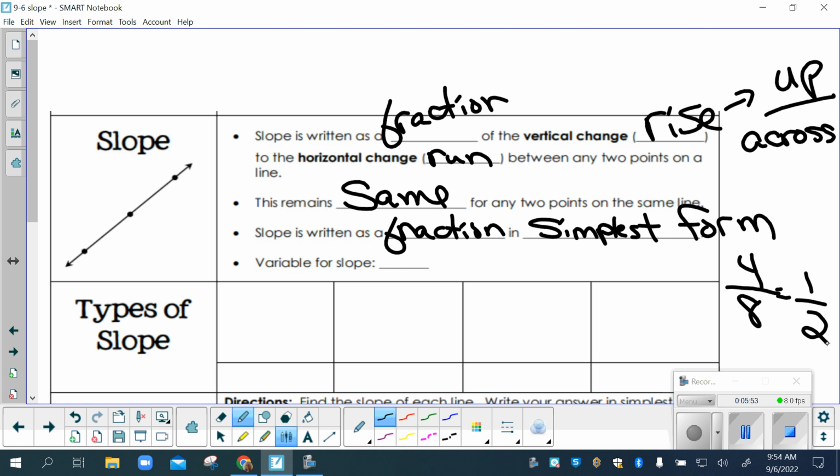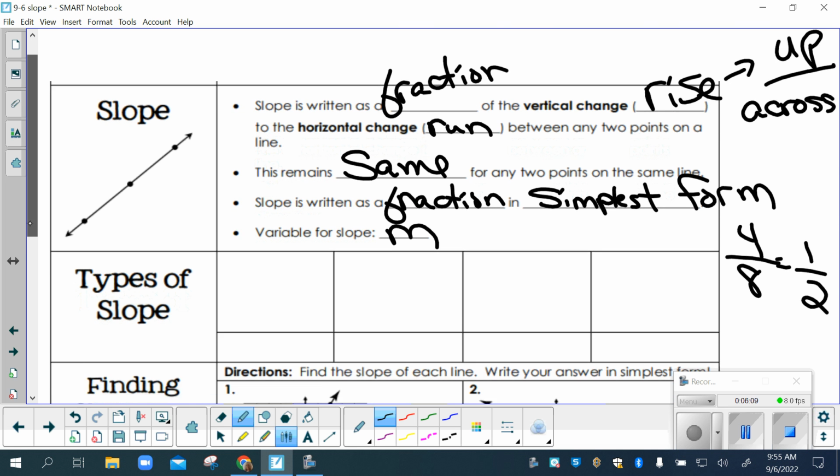And the variable is m. The slope is written as a fraction in simplest form. Okay. None of that really means anything. That's just some official stuff.